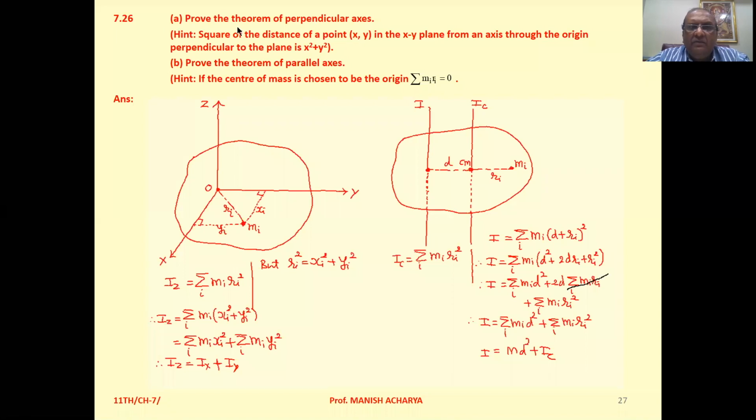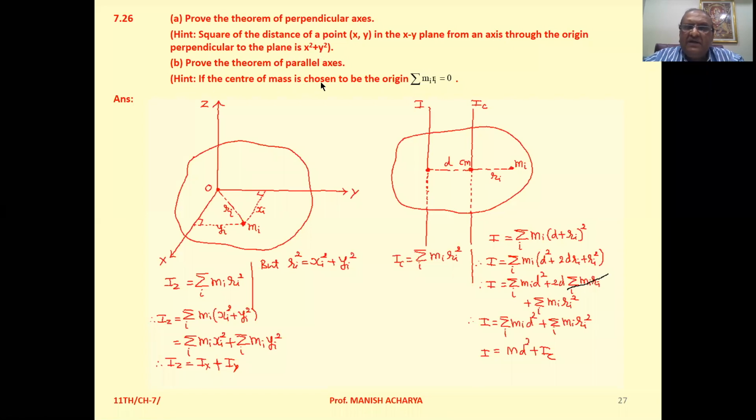7.26. A. Prove the theorem of perpendicular axis, and B. Prove the theorem of parallel axis. Here, in both, hints are given to you. Square of the distance of a point (x, y) in the xy plane from the axis through the origin perpendicular to the plane is x square plus y square.